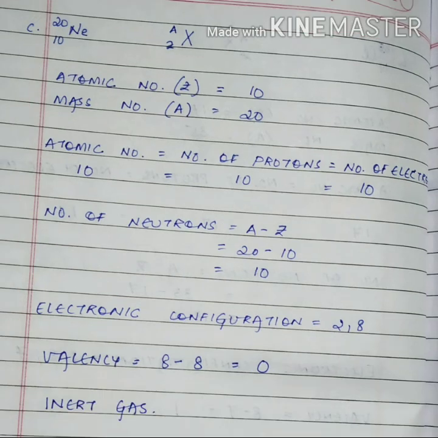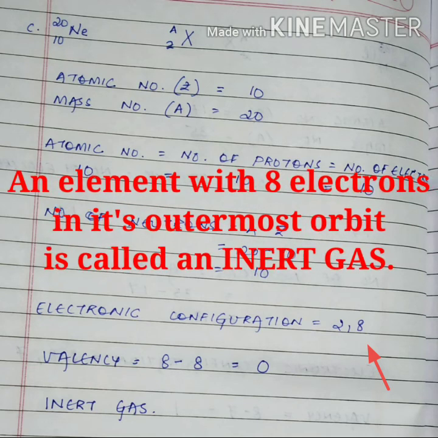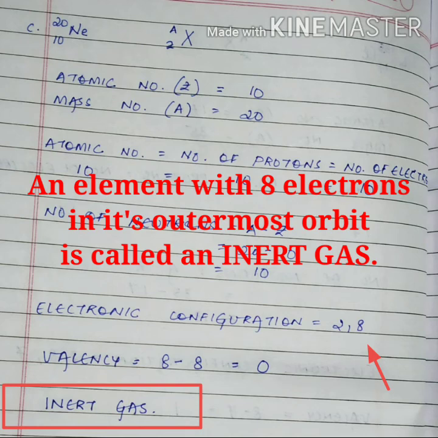We have already discussed if the last orbit has 1, 2, 3 electrons, it is a metal. If it has 4, 5, 6, 7 electrons, it is a non-metal. Here there are 8 electrons, and therefore it is neither a metal nor a non-metal, but it is an inert gas. If you see the valency also, we have never studied about valency 0. So only inert gases have valency 0.